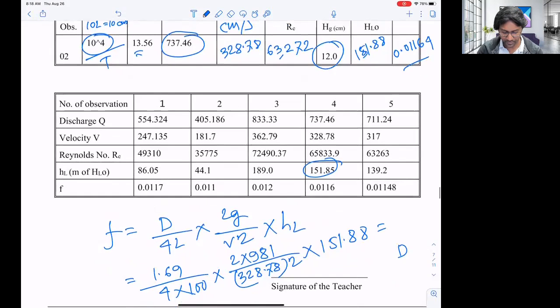So we are repeating this experiment for other conditions, other groups. We are changing the flow rate. We are getting this flow rate for 5 different groups. We are calculating the velocity, the Reynolds number, the head loss and friction factor as well.